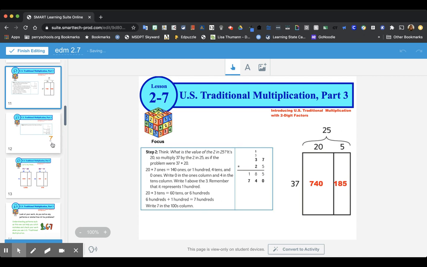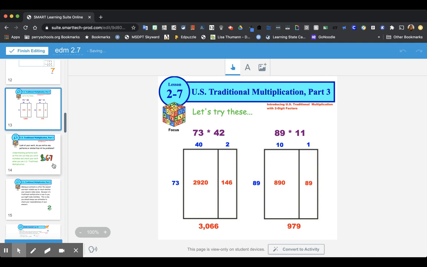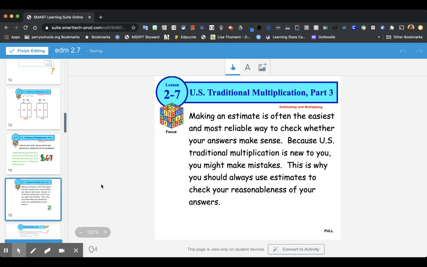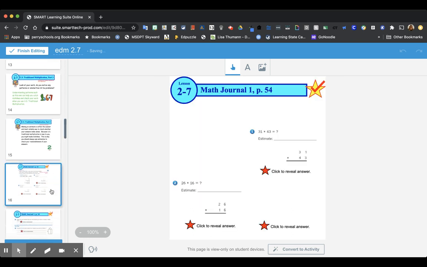Try it in traditional and then check your work using one of those previous multiplication strategies that we've learned in the past. Making an estimate is often the easiest and most reliable way to check. But because U.S. traditional multiplication is new to you, we might make mistakes easily. So again, use estimation to check your reasonableness, but then using lattice or the area model, using partial products, is a perfect way to check your work.